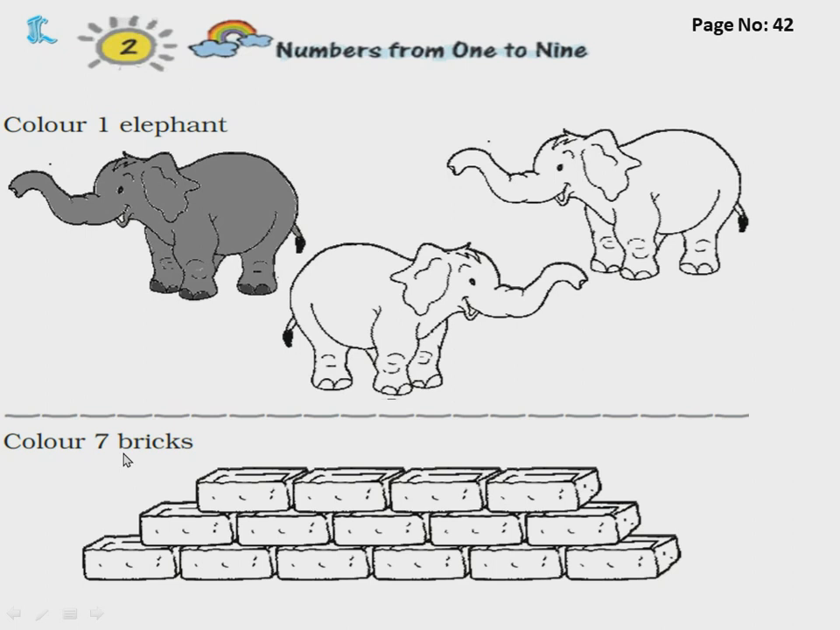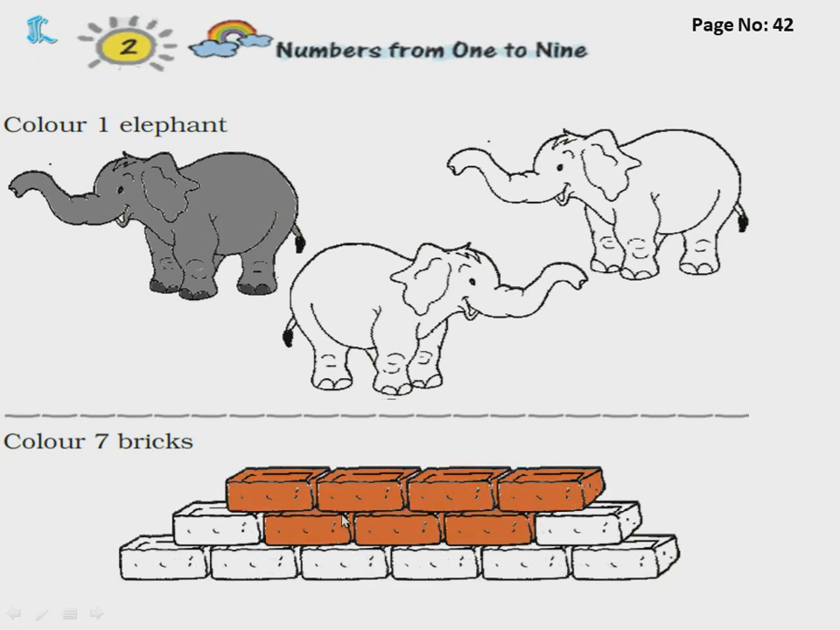Next, color 7 bricks. How many bricks do you have to color? 7. So count 1, 2, 3, 4, 5, 6, 7. So like this I will color 7. If I don't count this, like this, 1, 2, 3, 4, 5, 6, 7. Any 7 you can do, children. Like 1, 2, 3, 4, 5, 6 and 1 brick from here or 1 brick from here. Total 7 you have to color.